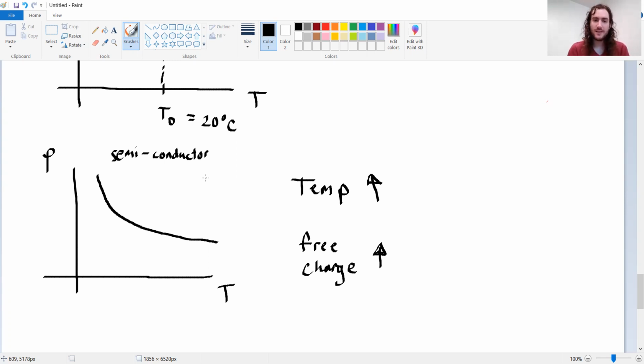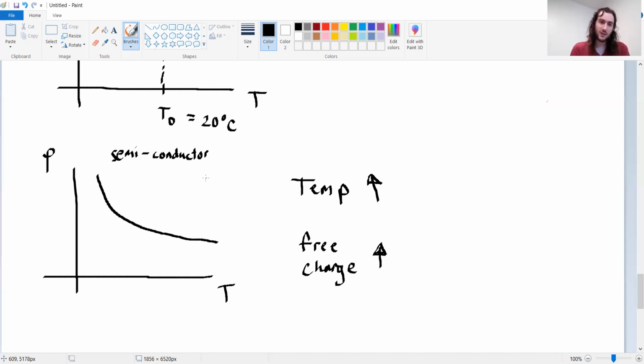As you increase the temperature more and more, you create more and more free electrons. But as you increase that temperature, those electrons undergo more and more random collisions with one another. So you're increasing the number of free charges and decreasing the resistivity, but eventually there will be a turning point, because your semiconductor will become a good conductor.